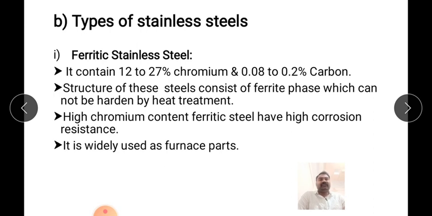Okay, it is widely used for furnace parts. Means you must have seen in MP1 what furnaces are used for: melting the cast iron. And that cast iron is used in the casting industry for manufacturing of the casting parts. That's why there must be a higher refractoriness property. Whatever furnace parts are manufactured must have higher refractoriness property, and stainless steel has a higher refractoriness property. That's why it is used widely for furnace parts. Okay, this is the first type of stainless steel, that is ferritic stainless steel.